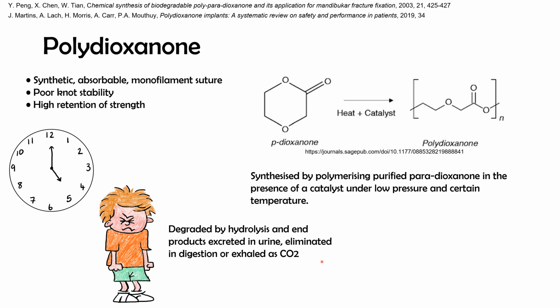The synthesis of polydioxanone is relatively easy as it is synthesized by polymerizing purified paradioxanone. However, it does require a low pressure, certain temperature, and a presence of a catalyst. This is a ring opening polymerization forming a polyester.